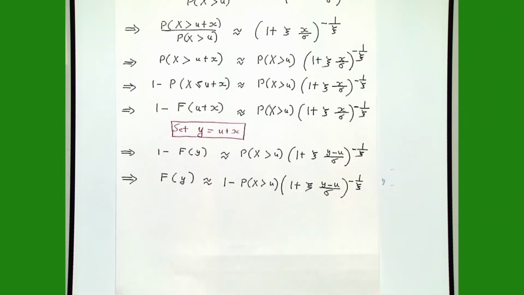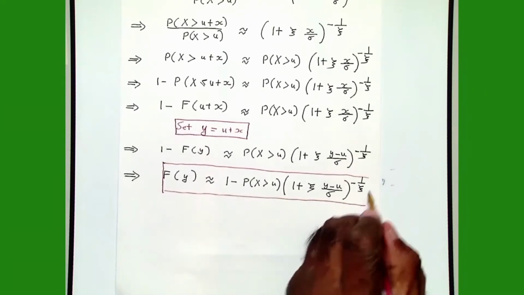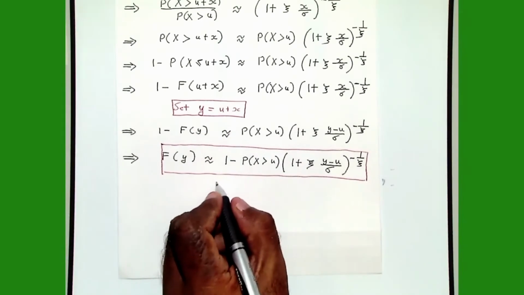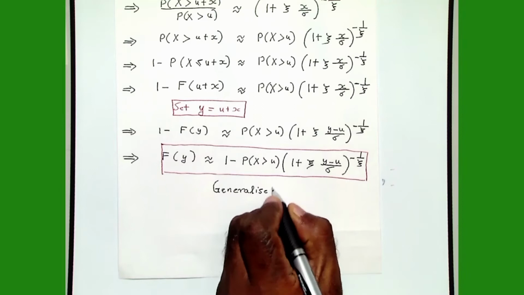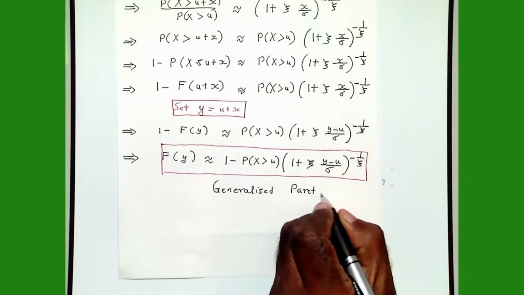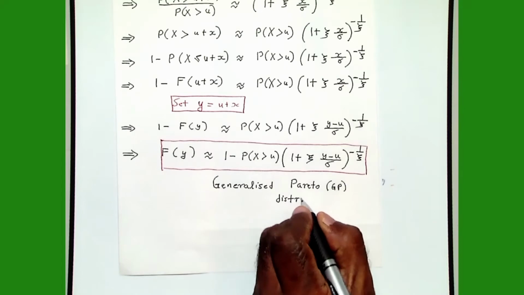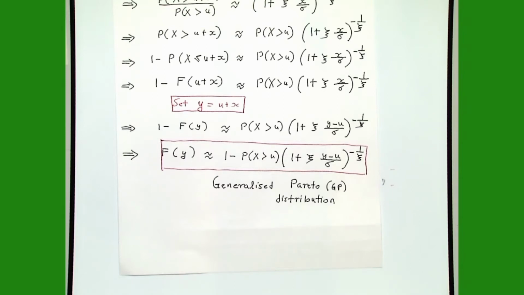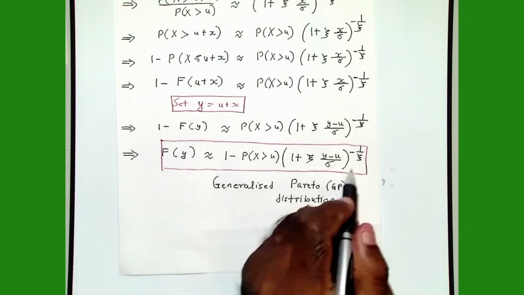So this gives the distribution of X, right? And this formula here is known as the generalized Pareto distribution, GP for short, distribution. All right. So as I said, using the last slide, I have derived the distribution function of X as being given by this formula.